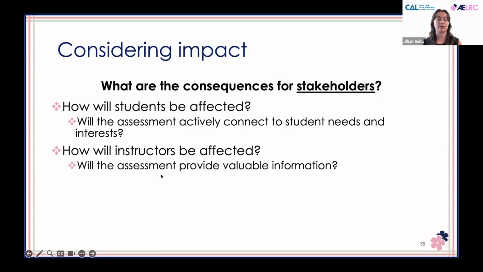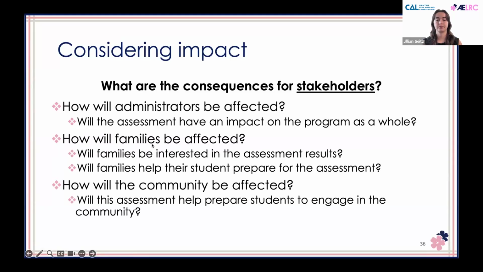Stakeholders for assessments may include the students who undergo the assessment. Will they feel as though the assessment is connected to their needs and interests? It may also include the instructors. Will they be given valuable information as a result of this assessment? Thinking even more broadly, it might include the administrators, especially if the results of the assessment could have an impact on the program as a whole. It could impact families. They may be interested in assessment results, or they may even be involved in helping their students prepare for the assessment.